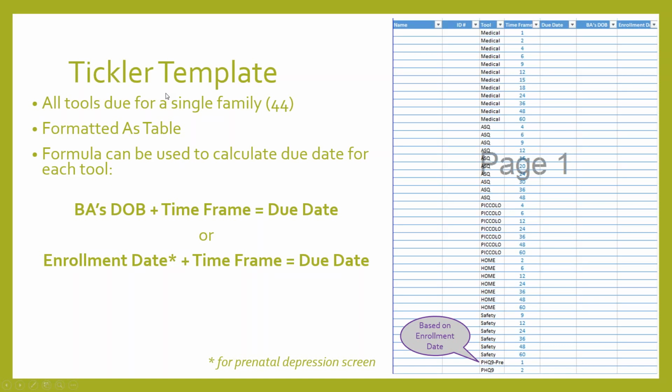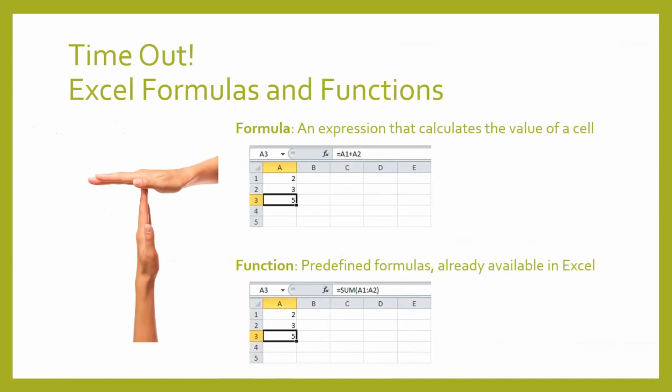So what we needed to do now was to set up some basic formulas to calculate the due dates for each of these tools. So I'm going to take a little time out and talk about formulas and functions in Excel. A formula is the terminology that they use for Excel that is an expression that calculates the value of a cell. So you can see in this example, the formula is A1 plus A2 equals this value here in A3.